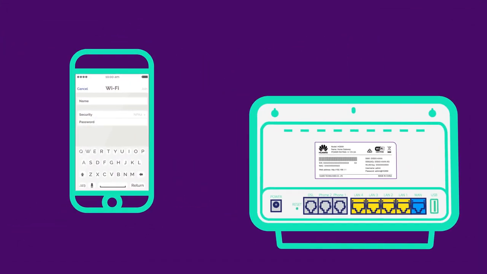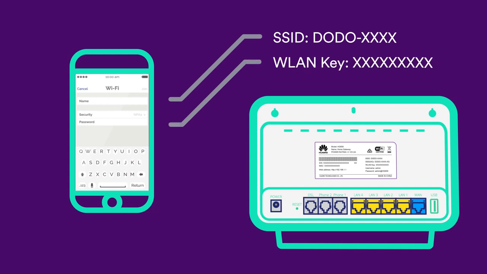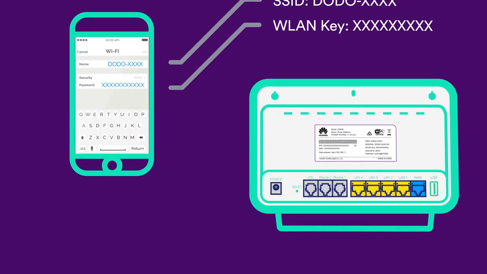To connect a device to Wi-Fi, use the SSID and WLAN key on the back of the modem. Simply select the SSID, which is the network name, on the list of Wi-Fi sources on the back of the device, and the password is the WLAN key.